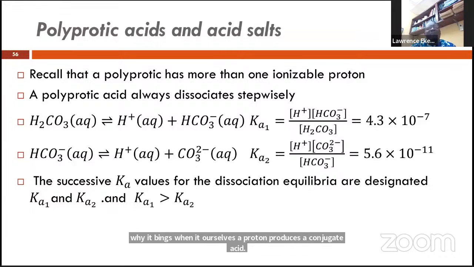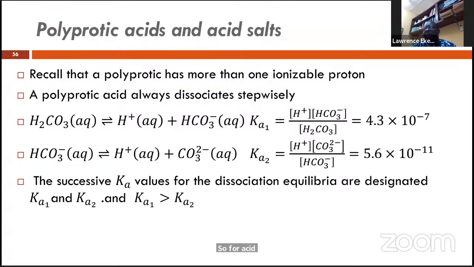So an acid and a base that differ in the presence or absence of a proton are called a conjugate acid-base pair. What gives birth to a conjugate acid is a base that has accepted a proton, and what gives birth to a conjugate base is an acid that has lost a proton. So that is the recap of Brønsted-Lowry.